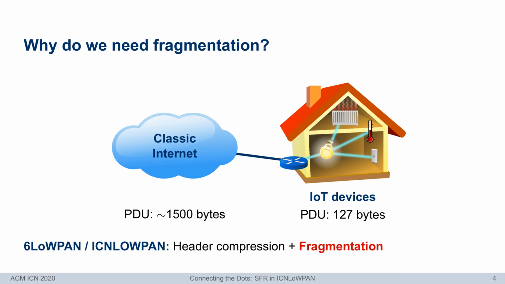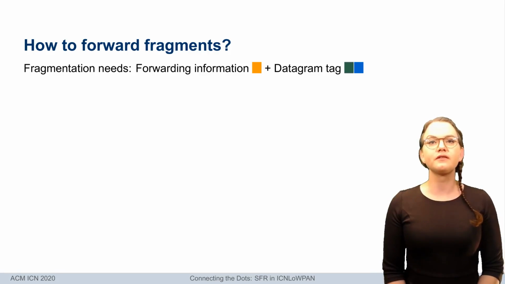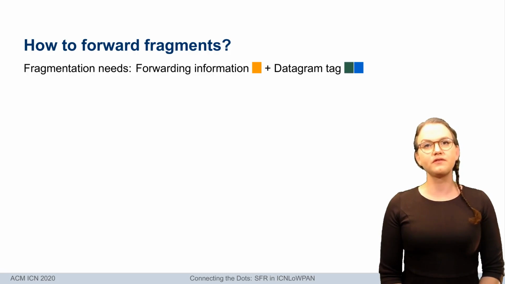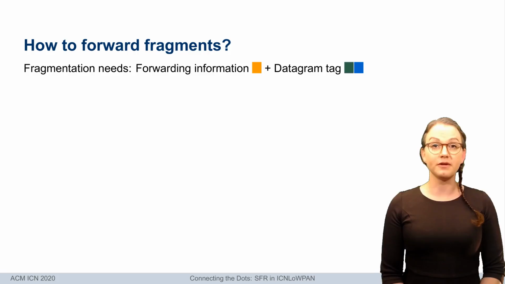However, the rules of fragmentation and reassembly are different in ICNLoWPAN, as you might know it from other protocols such as IP fragmentation. Since the forwarding information is only carried in the first fragment in ICNLoWPAN to save space, a decision needs to be made for how to forward fragments. The classic and naive approach is hopwise reassembly.